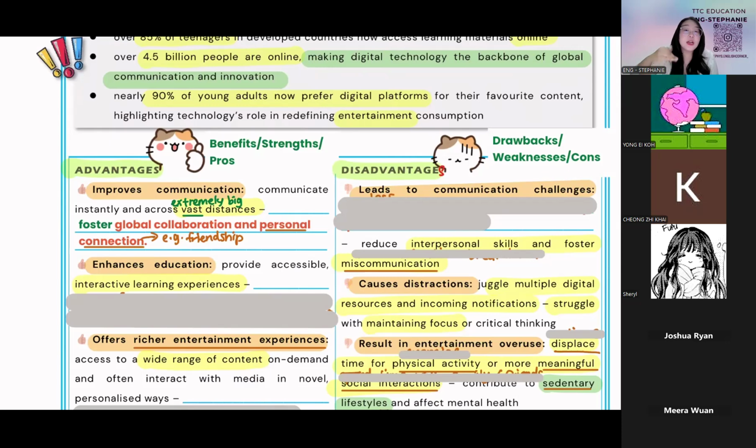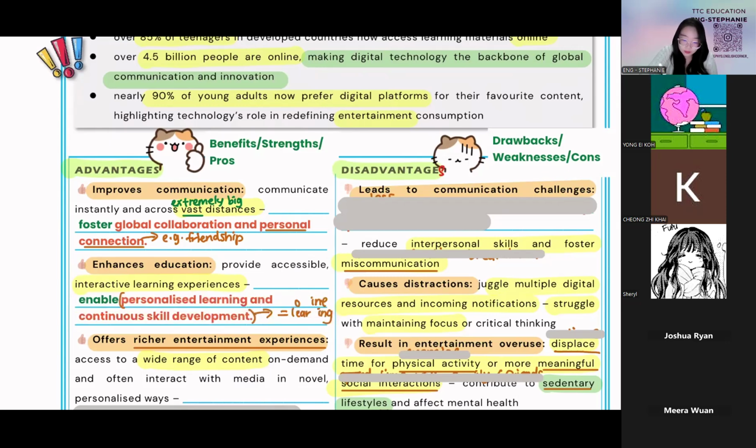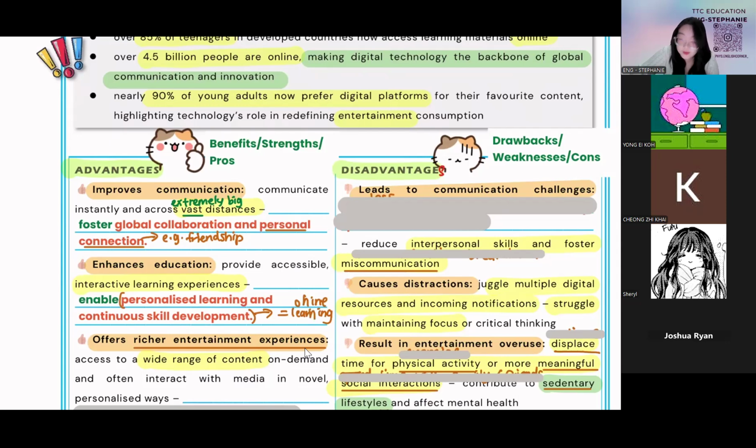All right, next one, it can also help you to enhance education because it provides accessible, interactive learning experience. Whenever you want to talk about using technology, it's always these keywords of interactive learning. Okay, and your points can be like this. To enable personalized learning and continuous skill development. So these are what your online learning can help you to do. Sorry, just now when I used the eraser, it erased my words as well. Okay, so break it down. Enable personalized learning and continuous skill development.